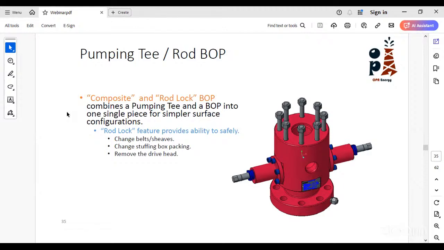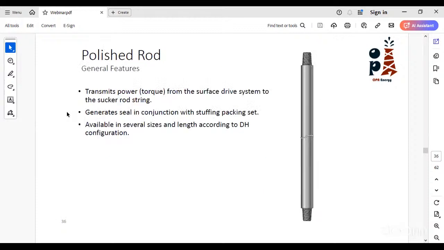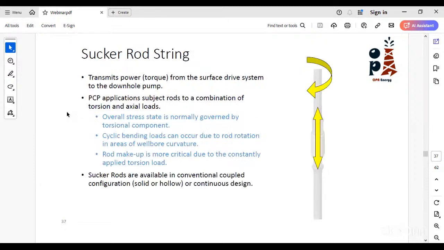We can also deploy a rod BOP with the pumping T inside one block. In this case, the rod BOP takes advantage of seizing on the polished rod during any action you need to apply on your surface equipment, like changing the sheaves or removing the drive head or any other stuff. The polished rod itself is driving or transferring the movement from the drive head towards the rods below and, of course, towards the downhole pump.